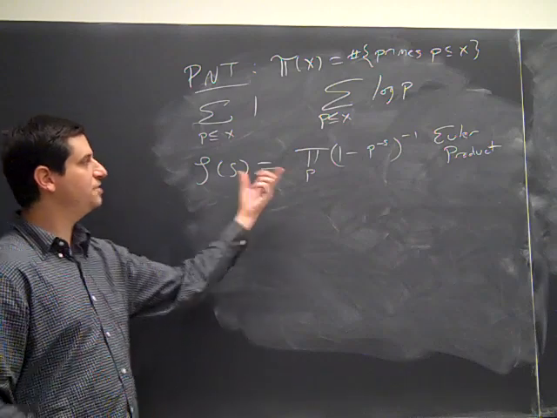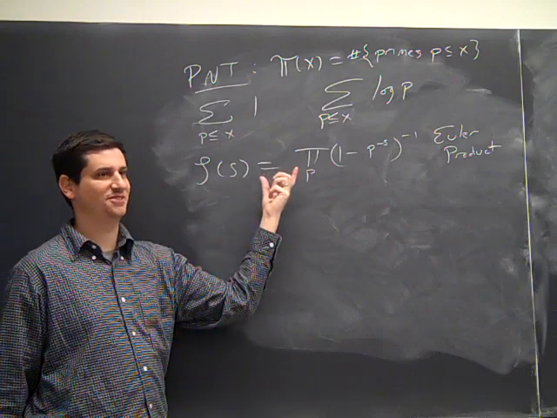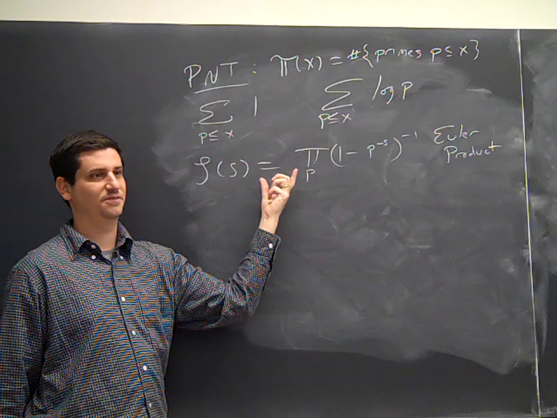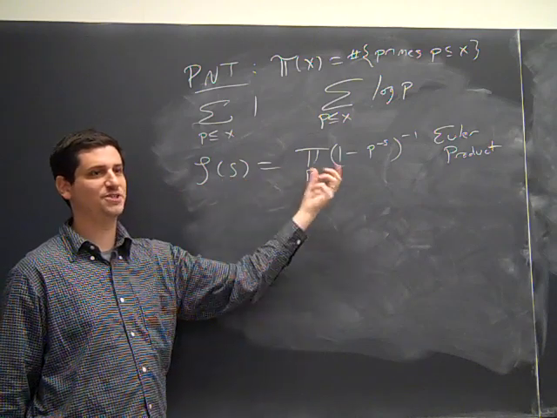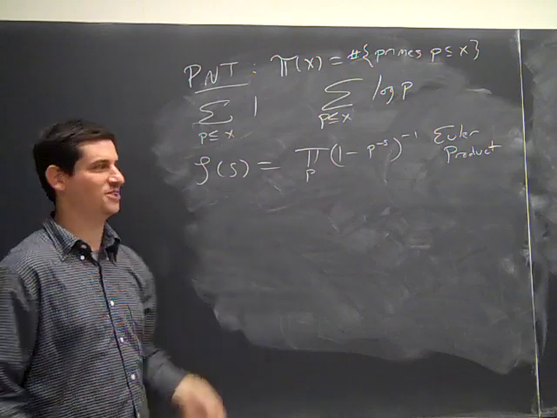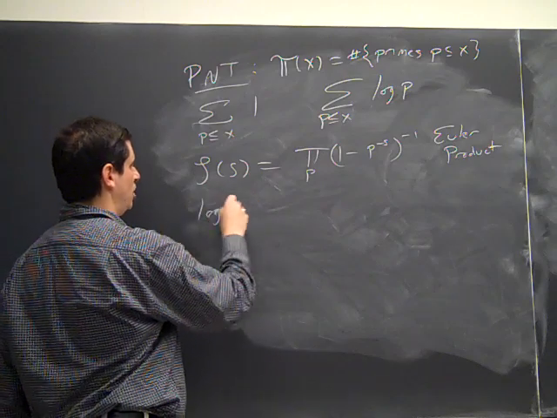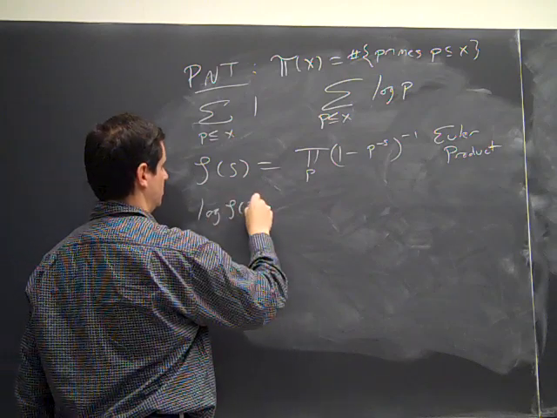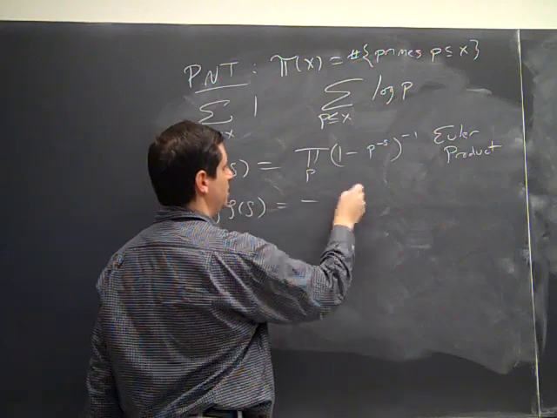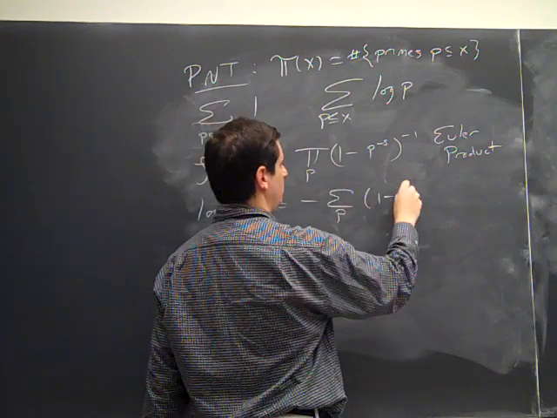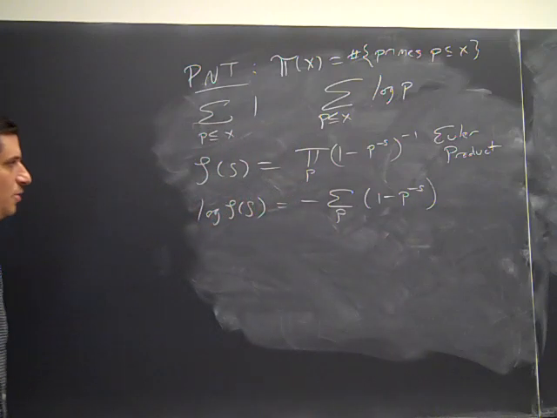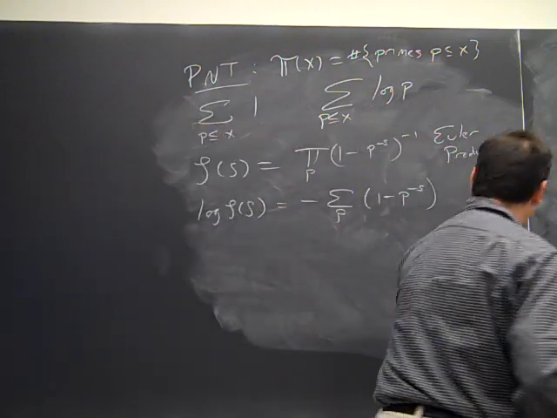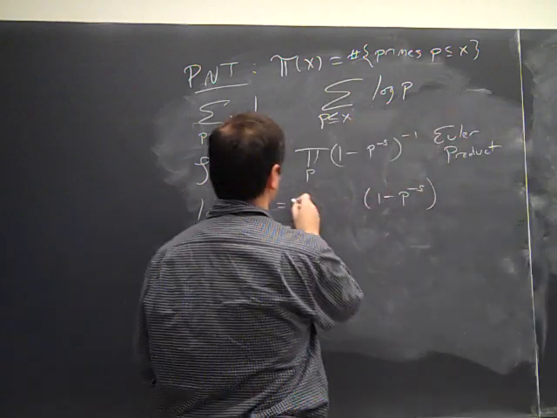But before, what's the first step I should do in the analysis? So I've got the Euler product. What's the first thing I should do? Take logs. Log of zeta of s is negative sum over p of log of 1 minus p to the minus s. If I take the log, I have to take the log.